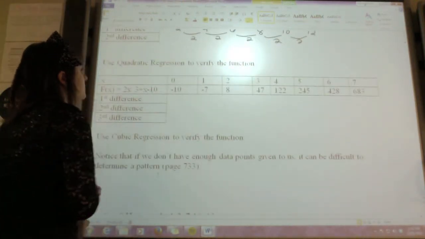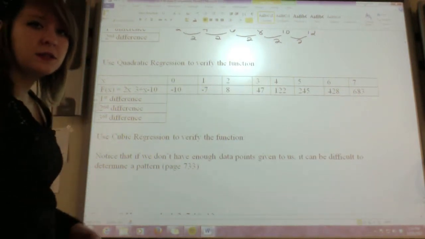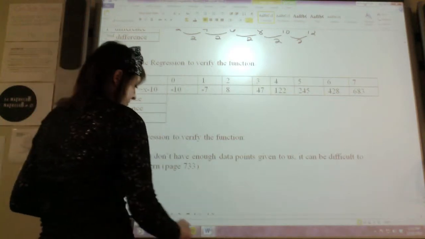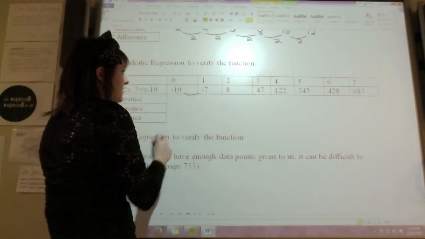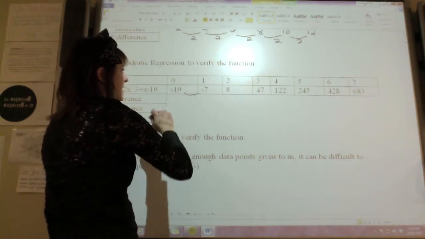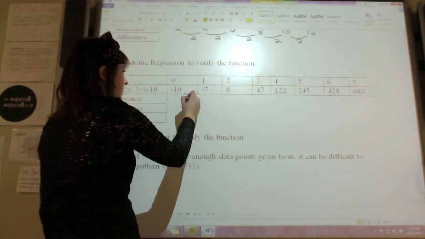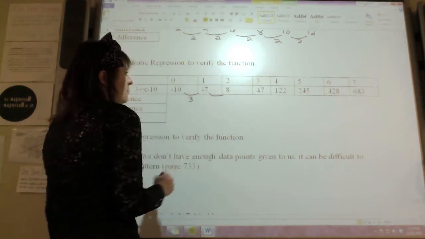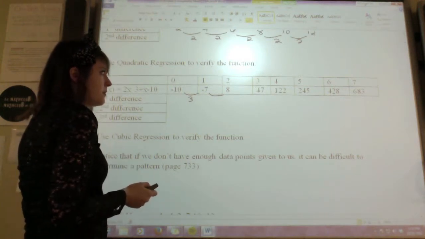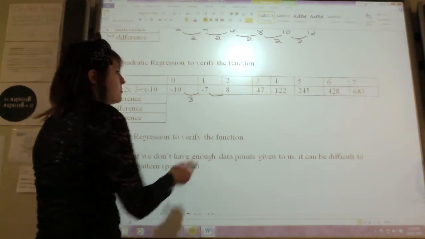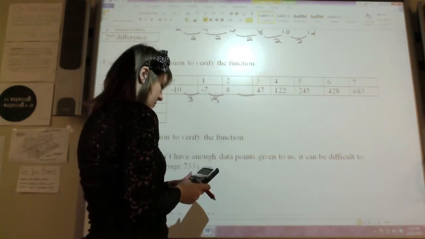Okay, next up we're going to do a regression to verify this function. Okay, this one is a little bit trickier just because some of these numbers are negative. So if I want to find the difference between negative 10 and negative 7, I take negative 7 minus negative 10, so that's negative 7 plus 10, which would be positive 3. If I want to find this difference here, that's 8 minus negative 7, so that's 8 plus 7, which would be 15.